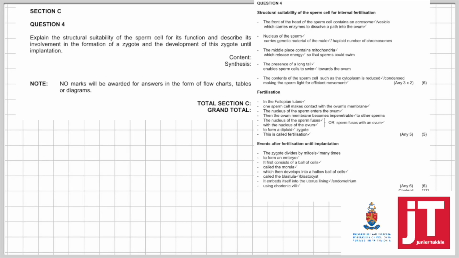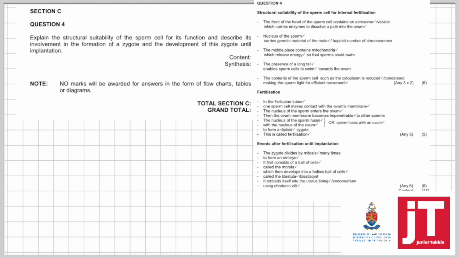And the last one, the essay, question 4. Explain the structural suitability of the sperm cell for its function and describe its involvement in the formation of a zygote and the development of the zygote until implantation. A very nice question. Why I'm still insisting on doing the essays is because each small part, these 3 parts, can be broken down and given to us as short questions.